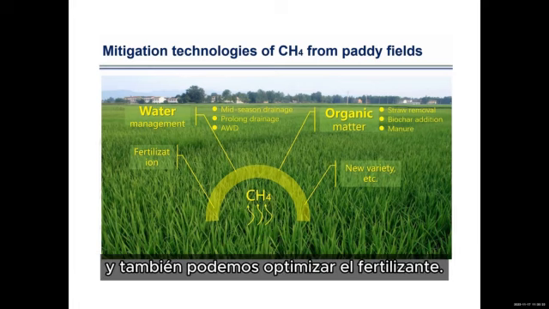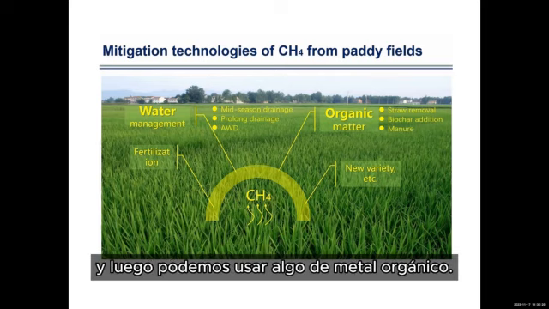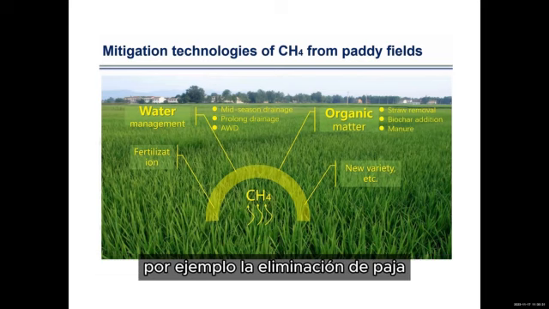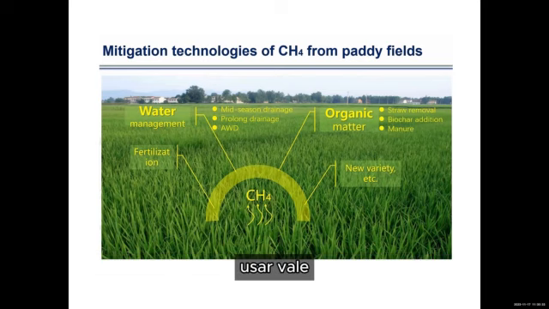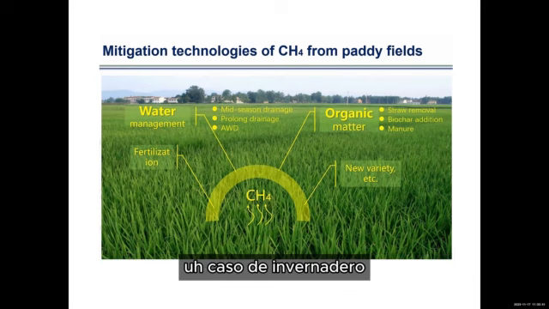And we can also optimize the fertilizer to reduce the fertilizer use. And we can use some organic matter management, for example, straw removal, use biochar, use manure, and also we can breed and use some new varieties to reduce this greenhouse gas.